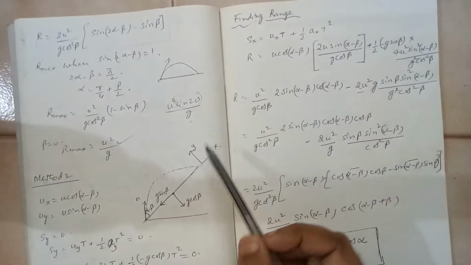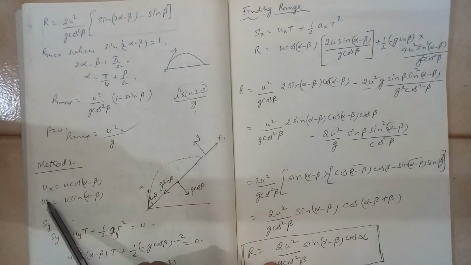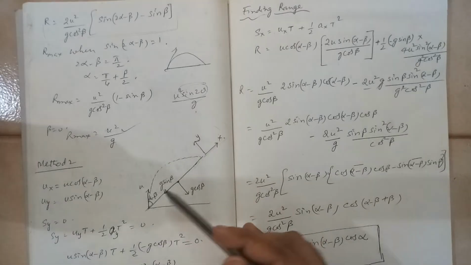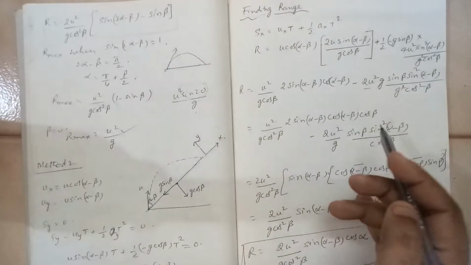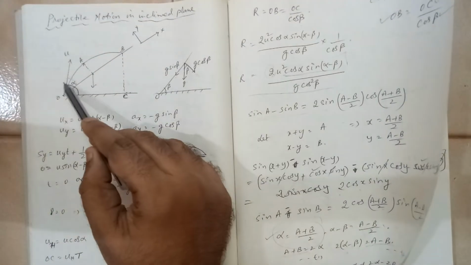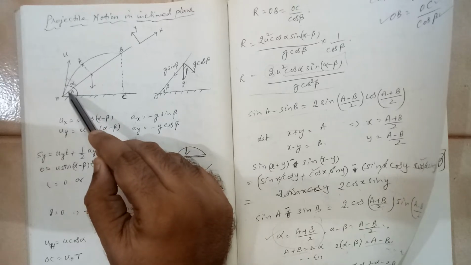So in this situation, your ux horizontal component will be, the total angle was alpha. You see here, the total angle was alpha, this small angle was beta.